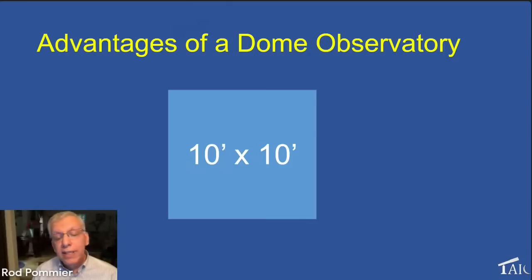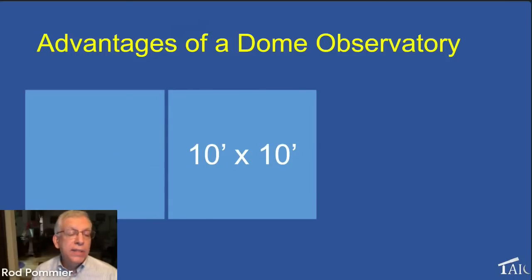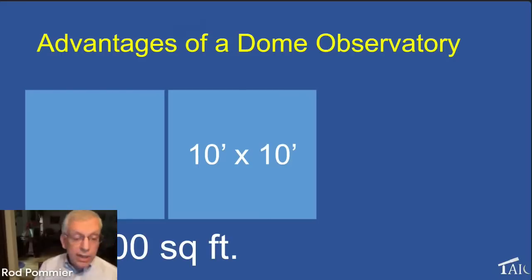So to illustrate this, suppose you wanted to make a 10-foot by 10-foot roll-off roof observatory. Well, that's already 100 square feet, so you might need to get permits in many cities. But don't forget, you need to have this other space where you store the roof. And most cities are going to classify that as part of the structure. So now you're up to 200 square feet where you would clearly be required to have permits. Compare and contrast that to a 10-foot dome.